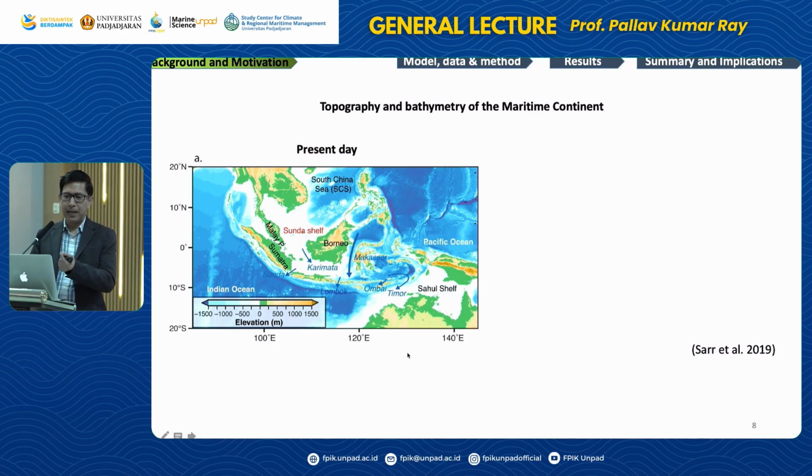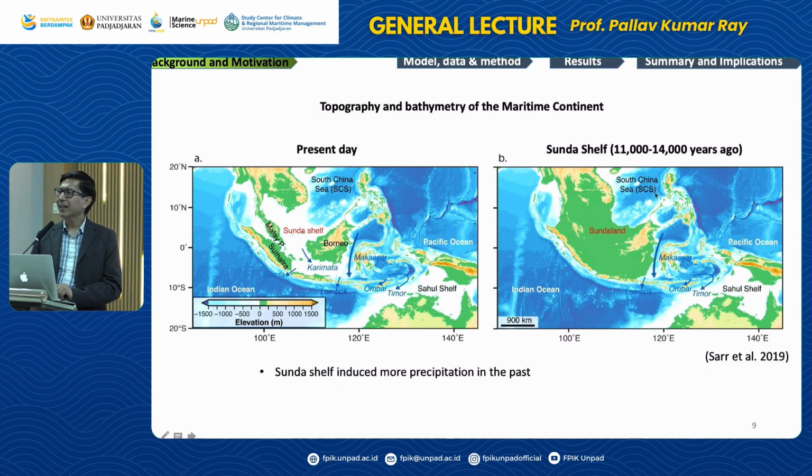So for example, at present day, this is what the geography looks like. So you have here Sumatra, Kalimantan, and then you have now New Guinea. But if you go back, let's say 10,000 years back, to what used to be called Sunda Shelf, around 11 to 14,000 years back, those were all connected, correct? So it was very easy for the elephants to, for example, reach Kalimantan, all right?